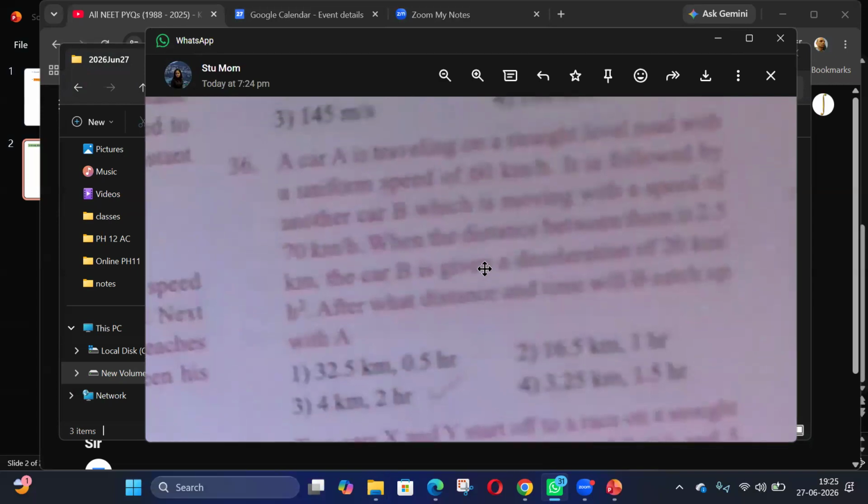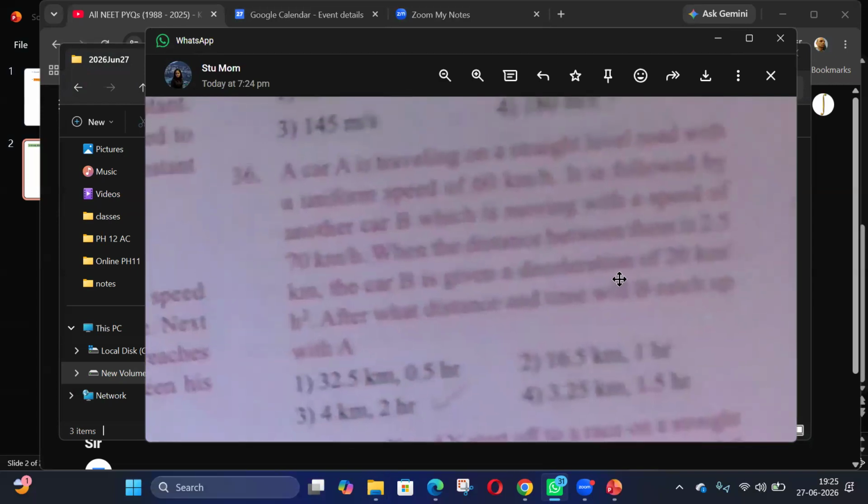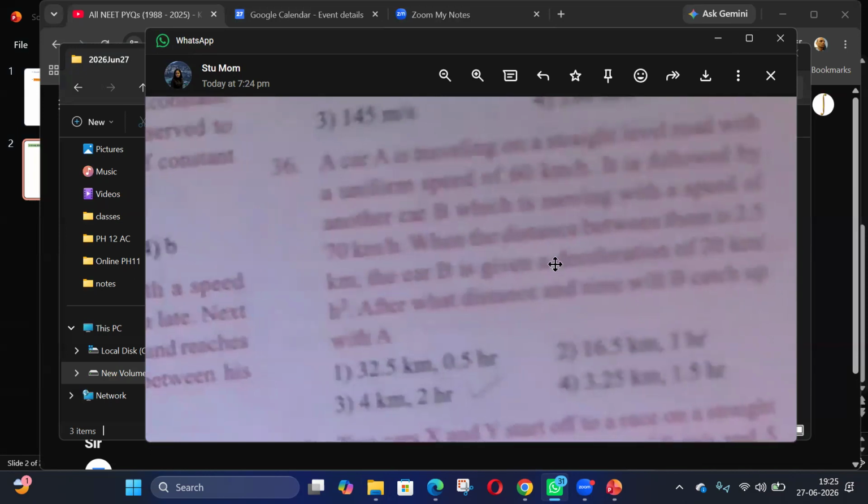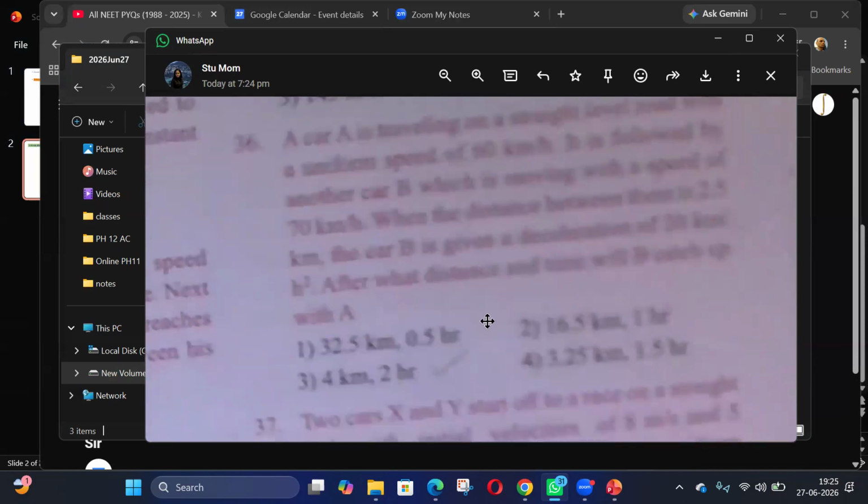A car A is traveling on a straight level road with uniform speed 60 kilometers per hour. It is followed by another car B, which is moving with a speed of 70 kilometers per hour. The distance between them is 2.5 kilometers. Car B is given a deceleration of 20 kilometers per hour square. After what distance and time will B catch up with A?